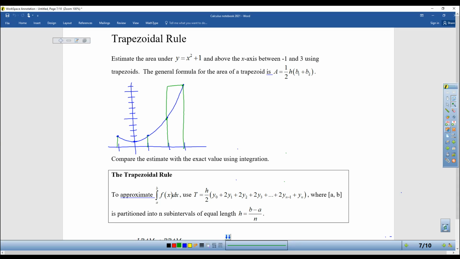Now, in this case, we're going to be doing something a little bit different. We're going to be making trapezoids. So in case you didn't know what a trapezoid looks like, this is your general shape of a trapezoid. That's how people think of it. But it actually can have one flat side and still be considered a trapezoid.